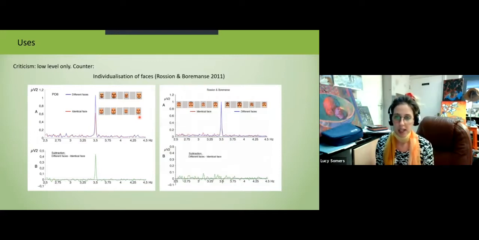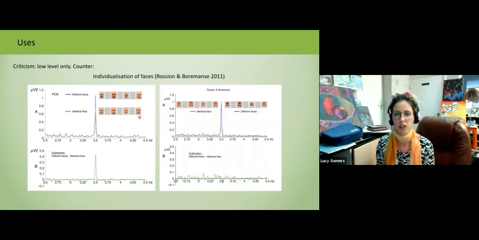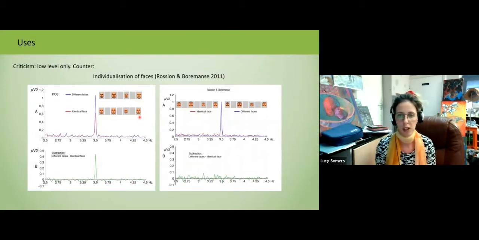And they manipulated this further. So by inverting the faces, they found this removed the effect of recognition. And then there was no difference between the amplitudes of the two conditions.